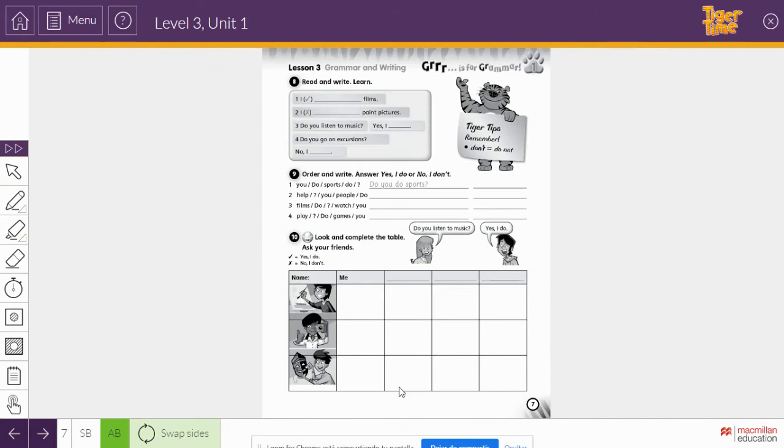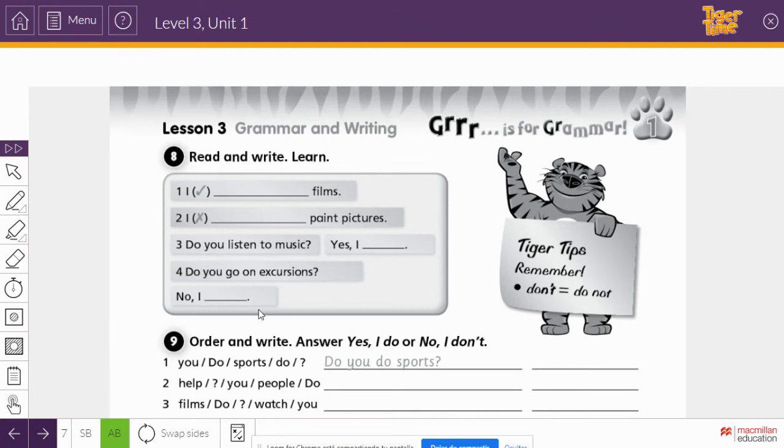Okay, so now let's go to our activity book, page number 7. Okay, here we go. Activity number 8. We have to complete this box, este cuadrito que es el que acabamos de ver en el student's book. You can help yourself by using your student's book on page number 8. Se pueden apoyar de su student's book en la página 8 to complete this.